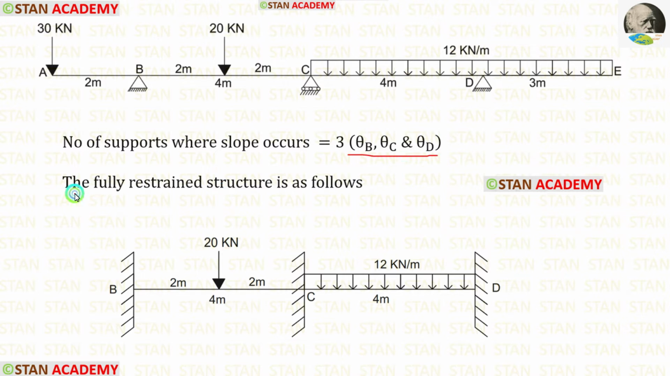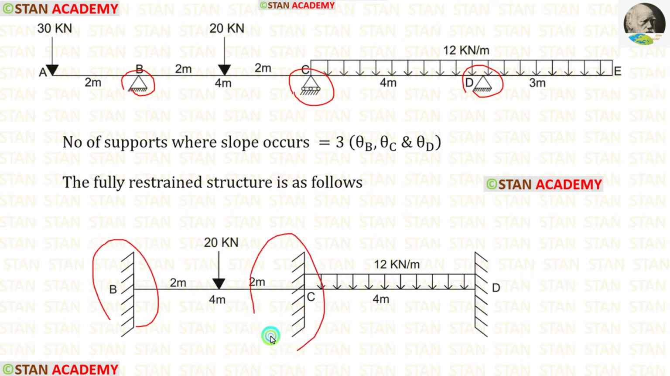Now, let us make the fully restrained structure. In the fully restrained structure, there will be no slope. We know that only in the fixed support, there will be no slope. So, let us remove the hinged supports from the point B and D, and also the roller support from the point C, and replace them with the fixed supports.